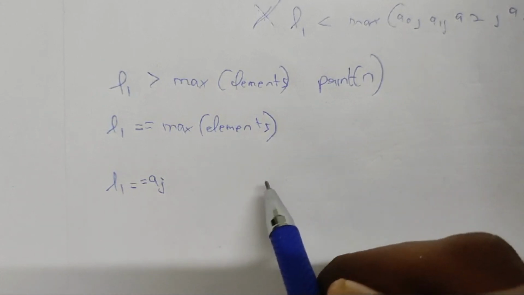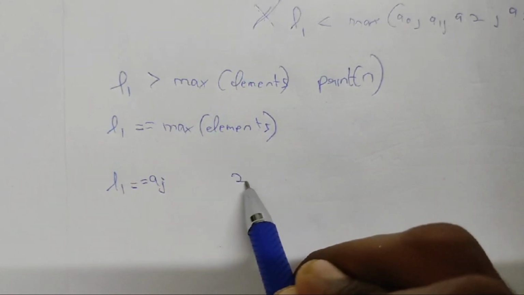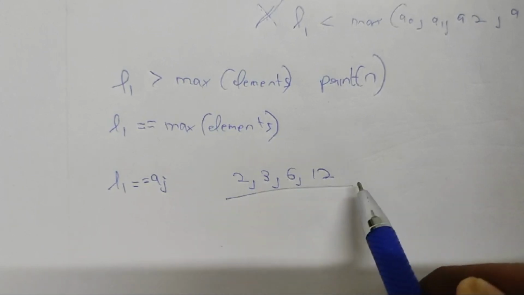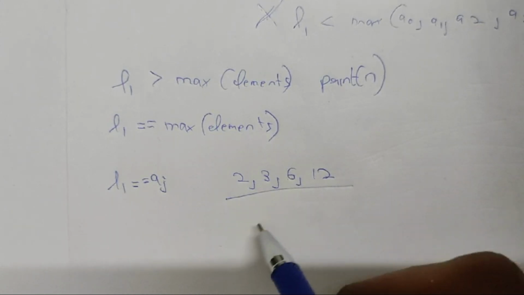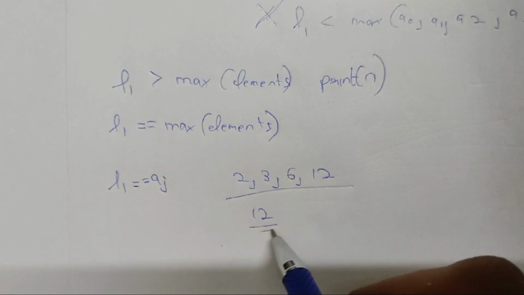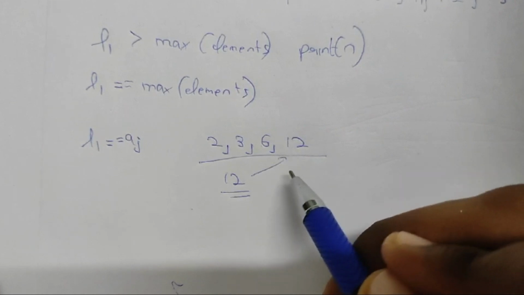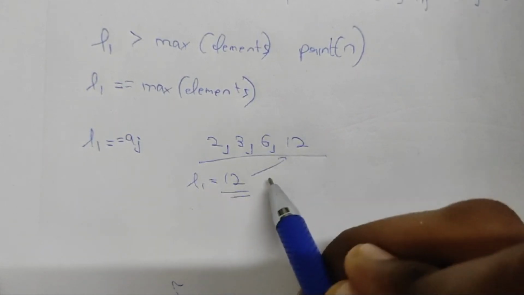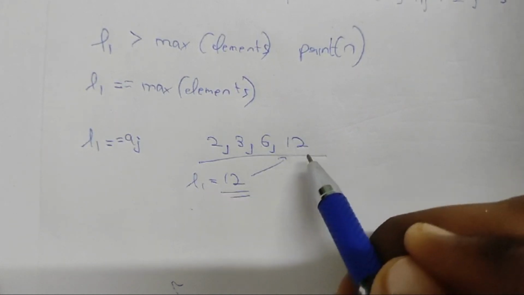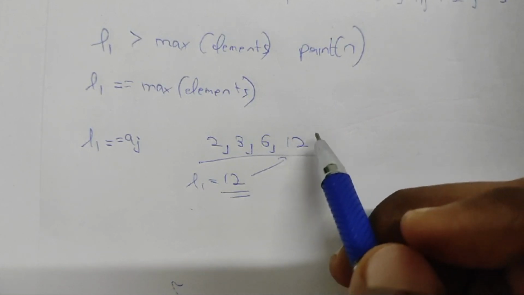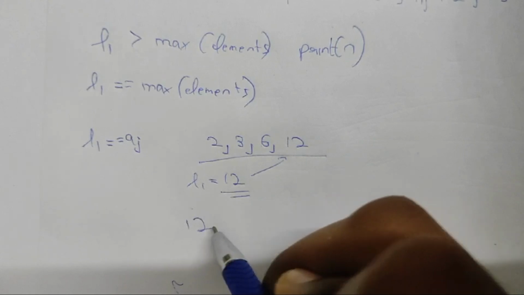Suppose you are given an array 2, 3, 6, 12. If you take the LCM of this entire array, the LCM will be equal to 12, which is equal to the maximum element in the array. So the maximum element in the array is 12.